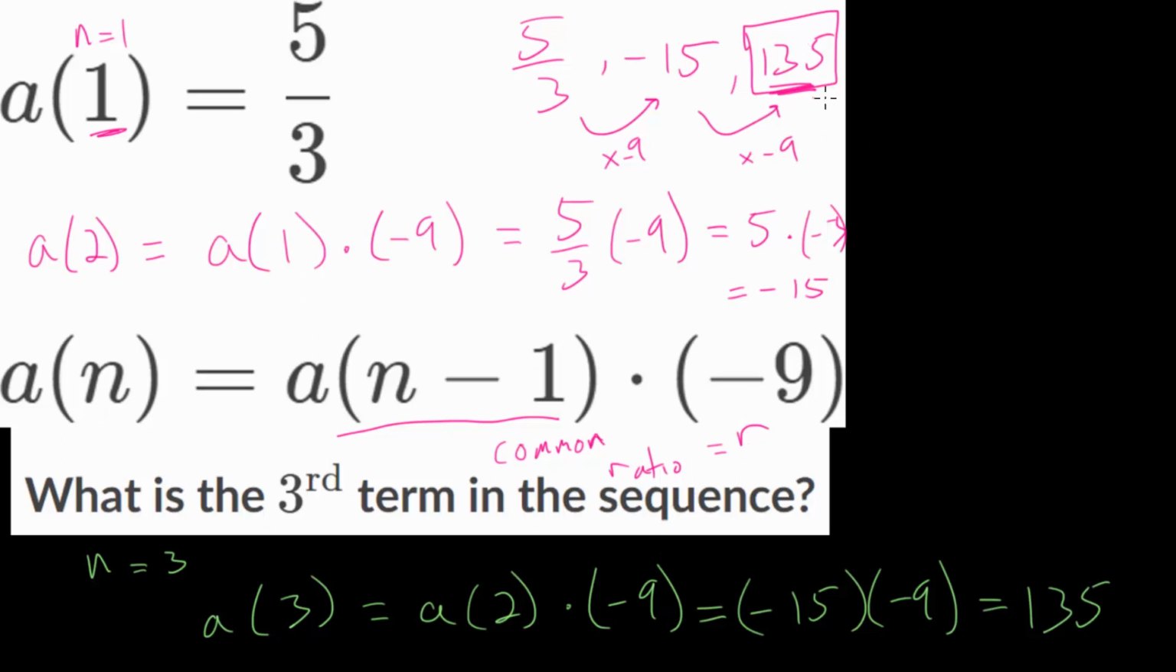Once we have a few numbers, we can then, for our next one, just take this 135 and multiply it by negative 9. So that our next term would be negative 1,215. We could do it again. We could multiply by negative 9 to get 10,935, and so on. We can find as many terms as we want, but this formula just helps us get started here. So our final answer for this problem is 135.